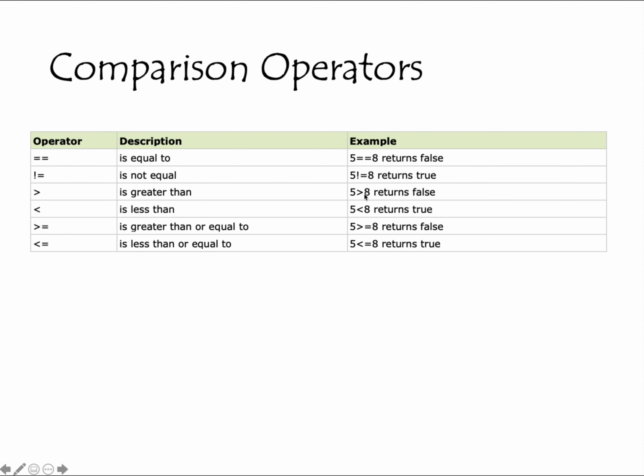Here, we can also compare which number is greater or less. 5 is not greater than 8, so it will return false. 5 is less than 8, so it will return true. 5 is greater than or equal to 8, it's false, so it will return false. And the last one, 5 is less than or equal to 8, this is true, so the return value will be true. The return value is a Boolean type, whether it's true or false, and it will be used to check some conditions. When we learn conditional statements, you will see those comparison operators one more time.